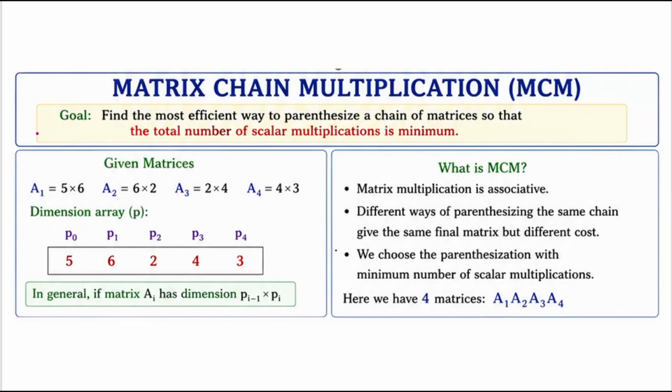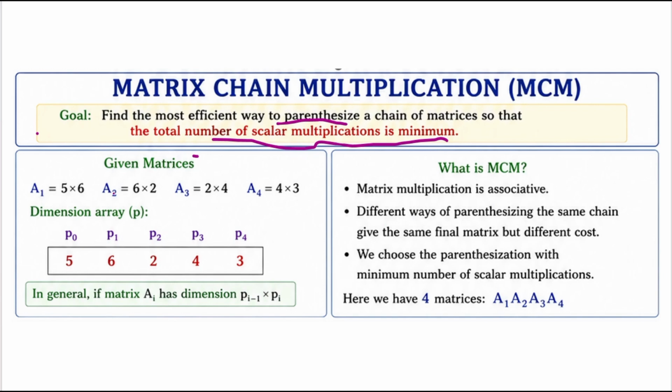Today's topic is matrix chain multiplication, simply called MCM. Matrix chain multiplication uses the algorithm design technique called dynamic programming. What is the goal? Find the most efficient way to parenthesize a chain of matrices so that the total number of scalar multiplications is minimum. Okay, these given matrices are there.